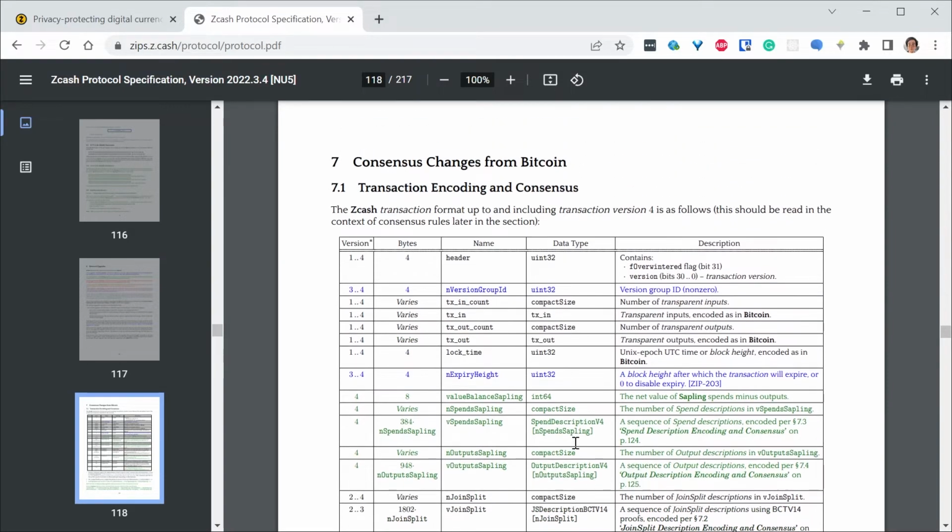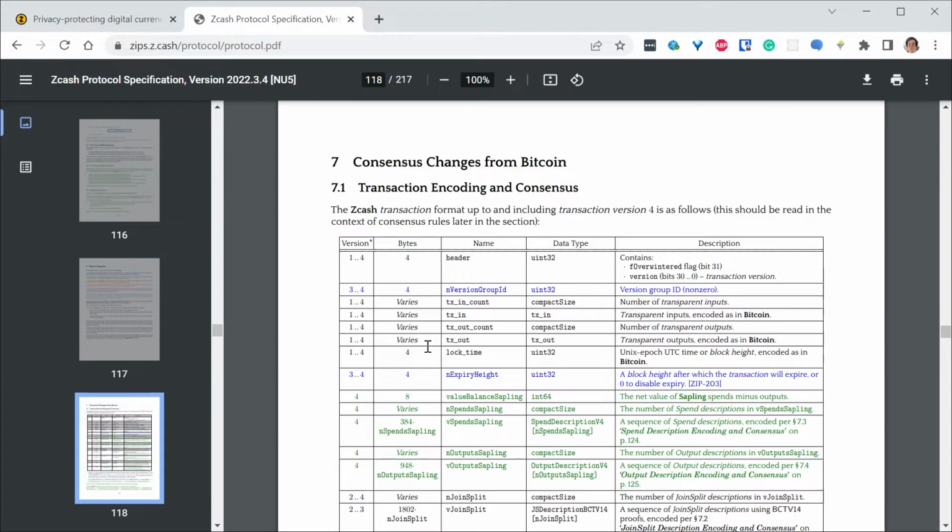In v4, the previous version of the transaction format, you could have transparent, Sprout, and Sapling. Obviously, Orchard was not available yet, so there was no way to have Orchard components in the transaction. Right now, in v5, you have transparent, Sapling, and Orchard. So Sprout is the one that has been dropped, the oldest one has been removed. And Sprout, Sapling, and Orchard are three different ways to do shielded transactions.